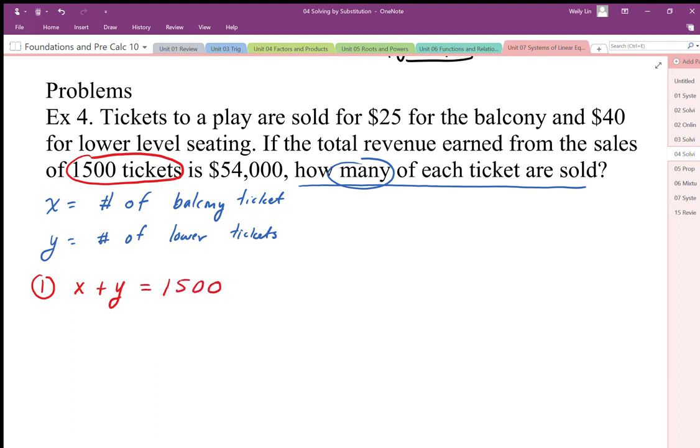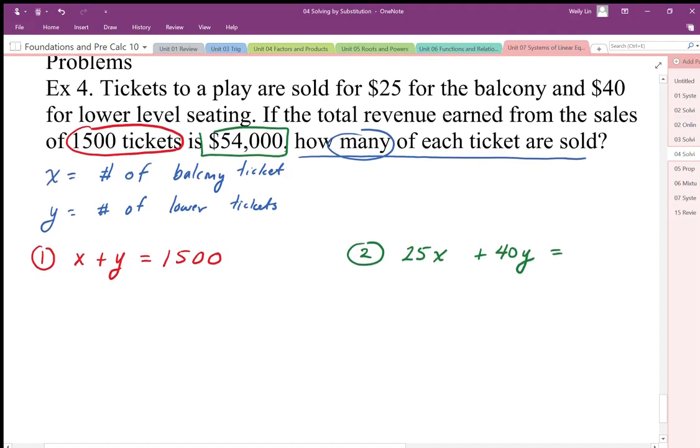The other equation then must be for money, and that's when we're going to involve the cost for the tickets, because that will help us calculate money. We would not use the $25 and $40 to help calculate the number of tickets, because that would not make sense. So I'm going to take my $54,000 and come up with an equation. The equation is going to look like this: $25 times the number of balcony tickets plus $40 times the number of lower level tickets, and that's going to give us the amount of money. So this is money plus money should equal money, the revenue of $54,000. That's the total money that we bring in.